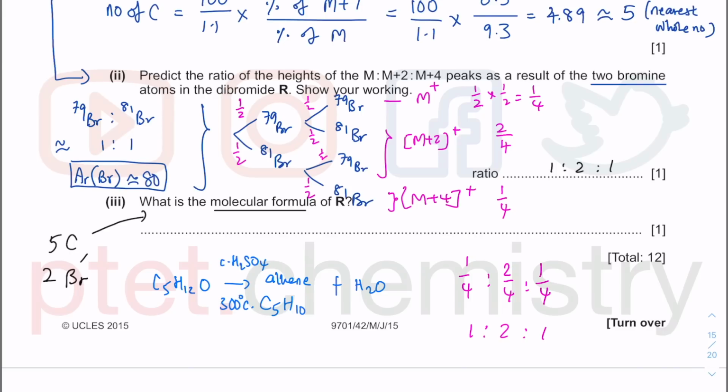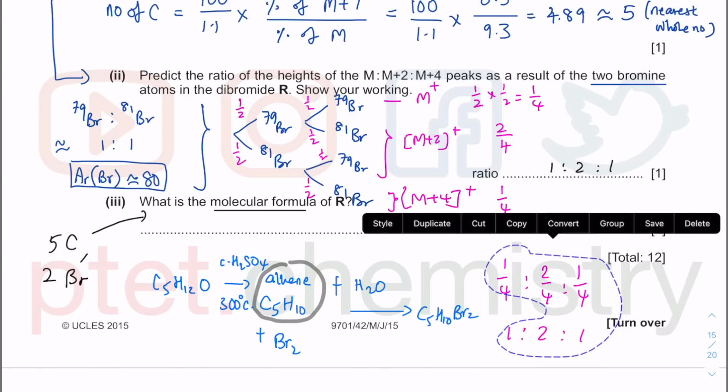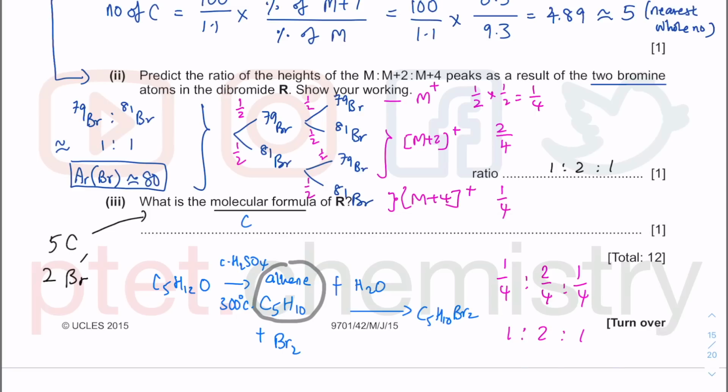Now what happens with this alkene is that you add bromine. You have one carbon-carbon double bond in CnH2n and then you get C5H10Br2 there. So that is going to be the molecular formula for this compound there. The final product is C5H10Br2. When you have two bromine atoms, they're going to give you 1:2:1 in the M, M+2, M+4 peaks in the mass spectrum. And that's the end of that 12 mark question there.